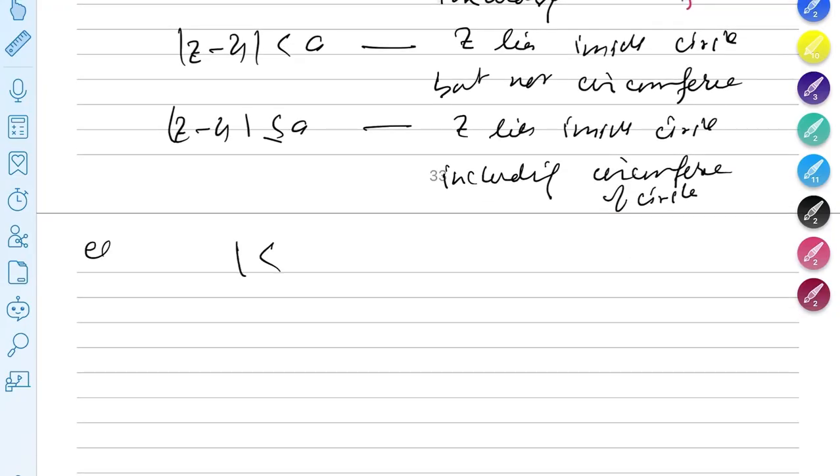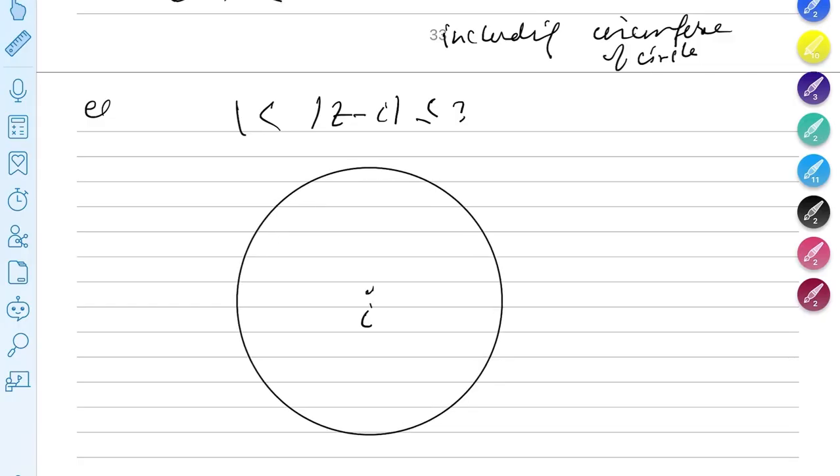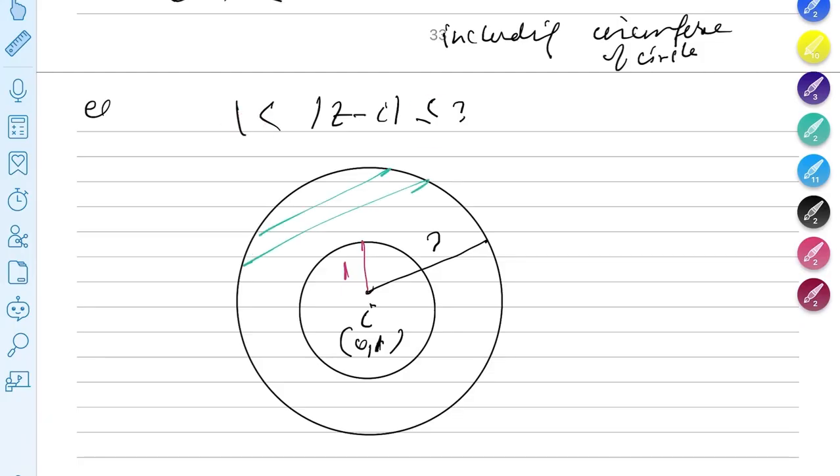So we talk with example: 1 ≤ |z - i| ≤ 3. So what does this represent? They represent a circle with center as i, meaning (0, 1), and radius 3. So they represent the inside region, but the outside one also. There is one more circle which has radius 1. So they represent the region between 1 and 3.